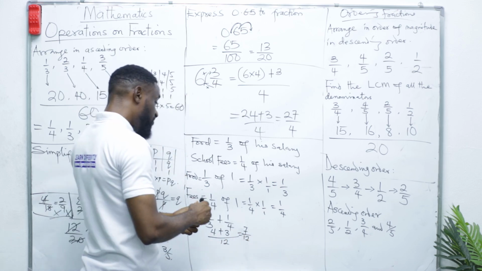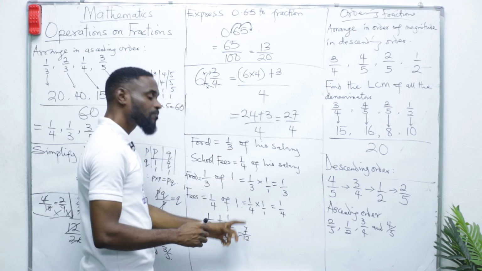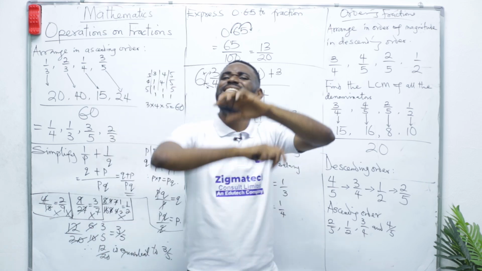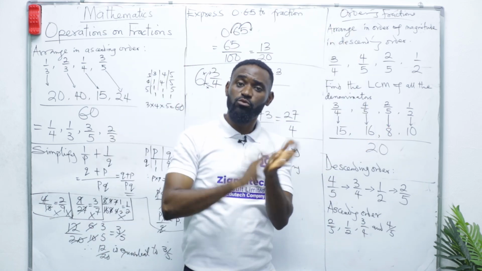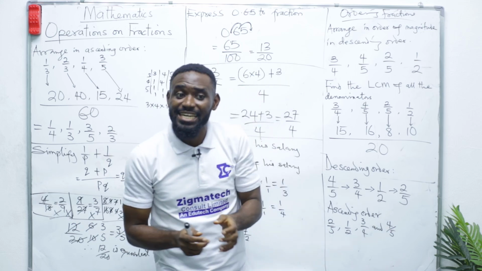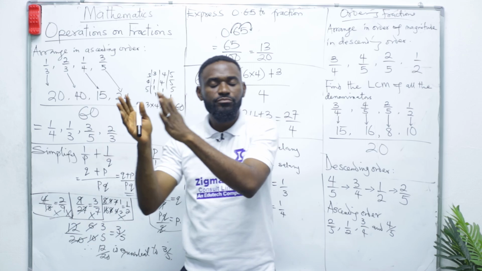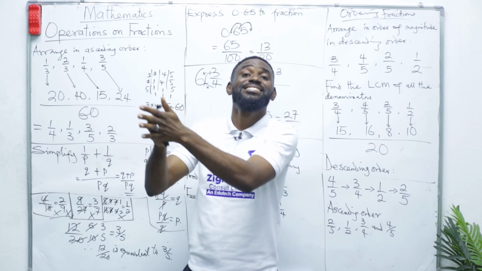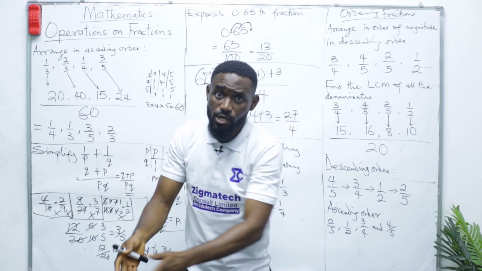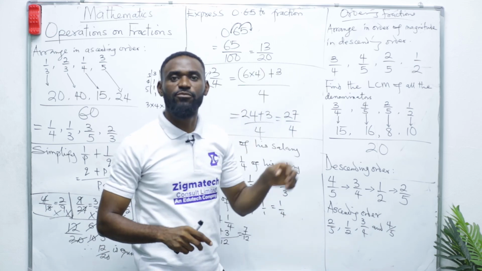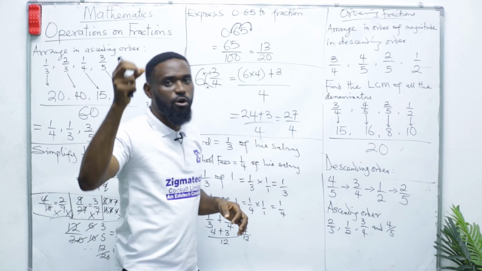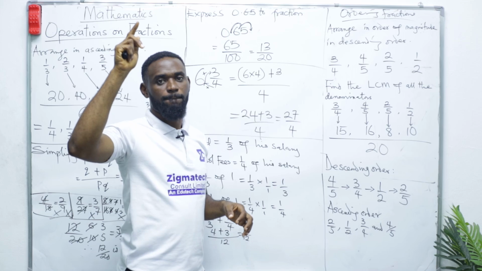So this will be 7/12. So everything he spent is 7/12 of the salary. That is when we add the fraction of food and the fraction of school fees, of the children's school fees. So he spent altogether 7/12 fraction of the entire salary. Do you understand the point now?